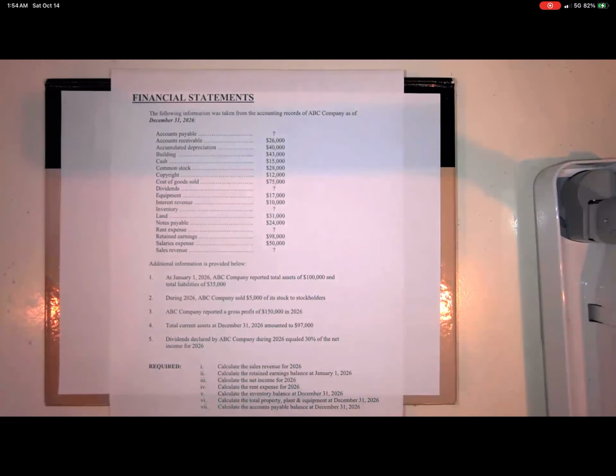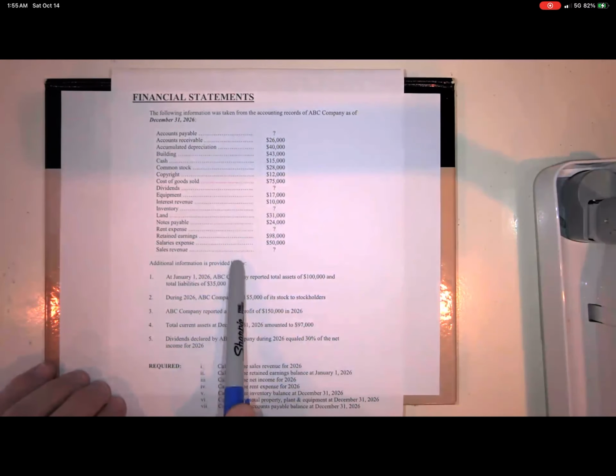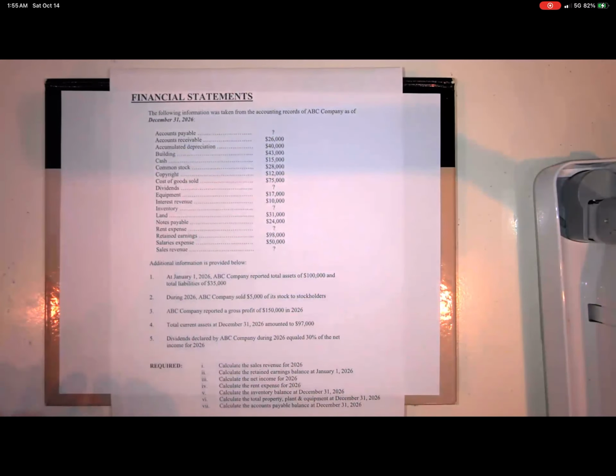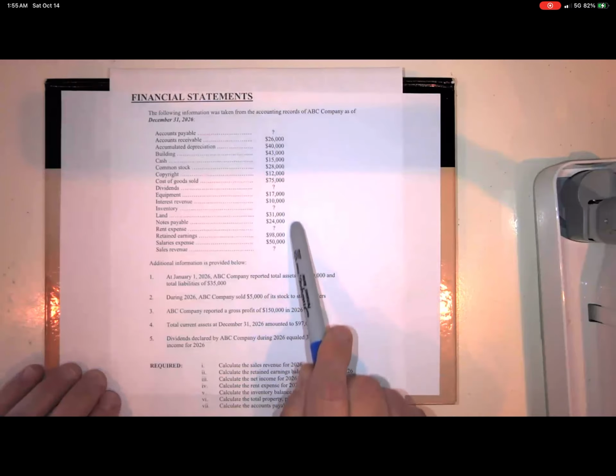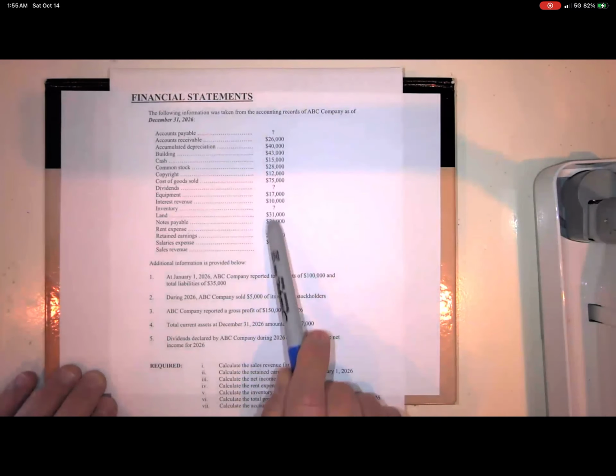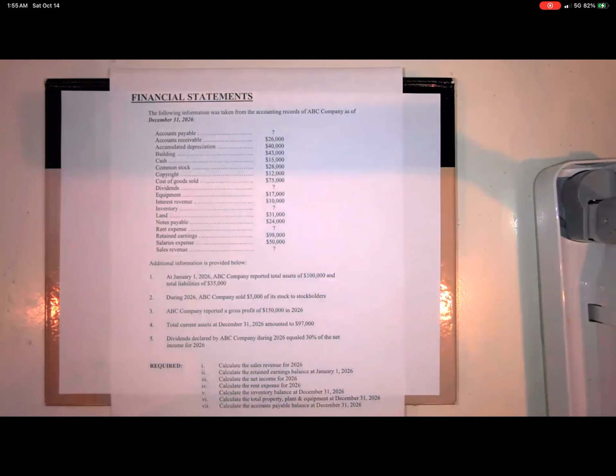And this is actually a pretty good problem. It's going to touch on all of the key things that you need to be able to do as it relates to financial statements. Can we just read it together so we know what it says? It says that the following information was taken from the accounting records of ABC Company as of December 31st, 2026. And you guys can see the accounts that they had, and the accounts are listed alphabetically, making it easy to find things. And most of the accounts have balances. Some of them have question marks that we'll eventually need to calculate.